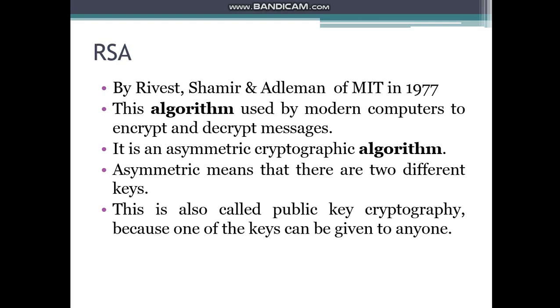Asymmetric key cryptographic algorithm means we are using two different keys, that is a public key and a private key. The public key is for the encryption procedure and the private key is for the decryption procedure. This is also called public key cryptography because one of the keys can be given to anyone, meaning the public key should be shareable.